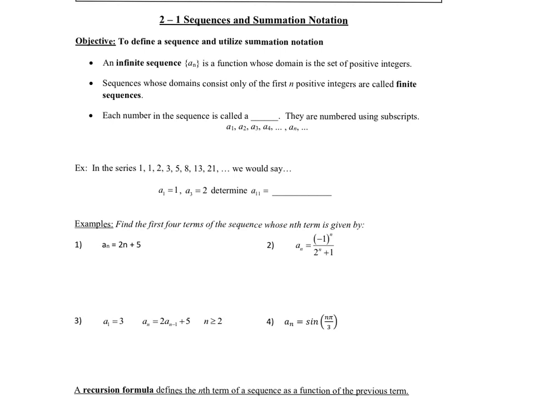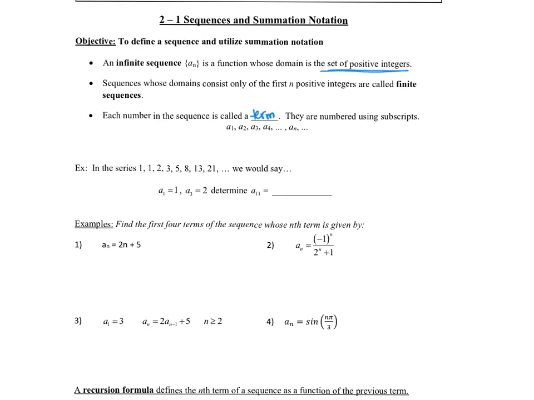Today we are going to define a sequence and utilize summation notation. So a sequence, or an infinite sequence, is any function whose domain is the set of positive integers. Sequences whose domains consist only of the first n positive integers are called finite sequences. So it means that there's a limited number of terms, because each number in the sequence is called a term.